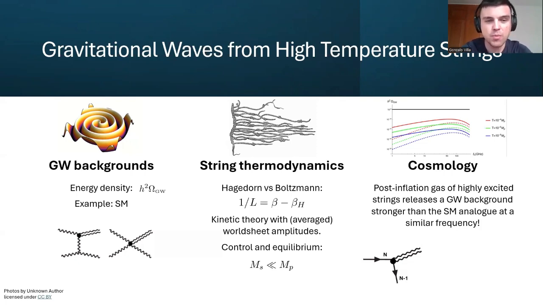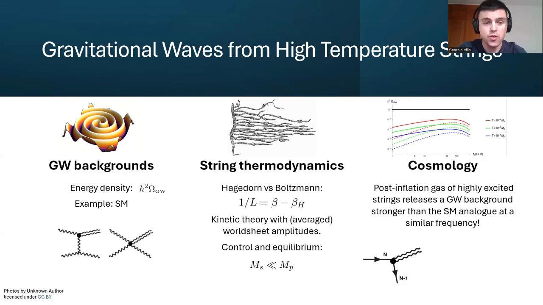And in this poster, I will describe our recent work on gravitational waves from high temperature strings. In this video, I just want to make a few remarks on what are the main ideas behind our computation. So what we want to do is we want to compute the shape of a stochastic gravitational wave background. This is a signal that arises in the very early universe.